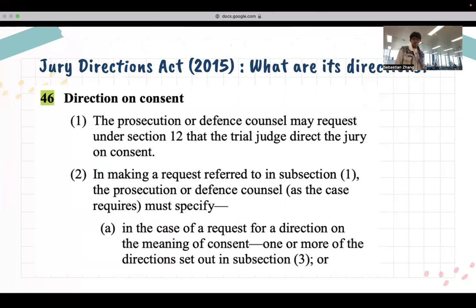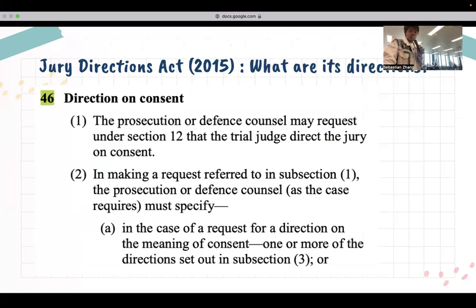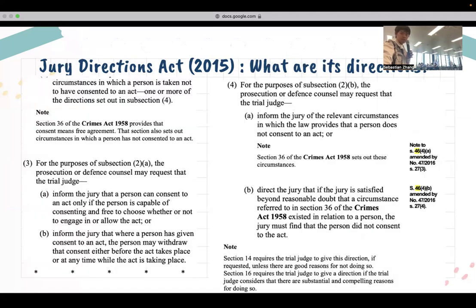Okay, 46. Sorry, let me just check that. So direction on consent under 46. And then, okay, these are some of the things that could be directed to jury. For example, the prosecution or defense counsel may request the trial judge to inform that consent is a free choice under Section 36(1), sorry. And this power is given by 46(3)(a).